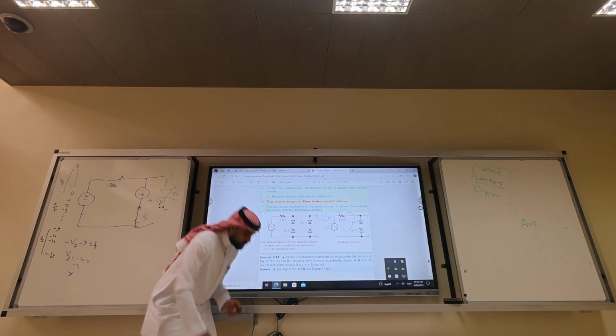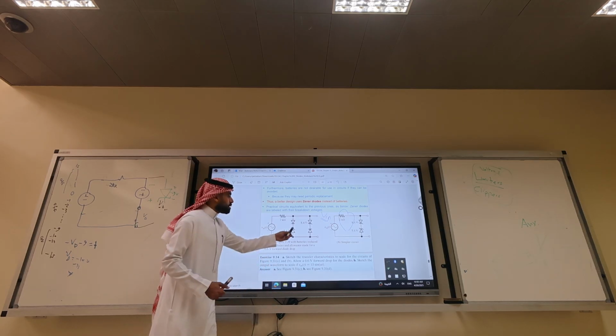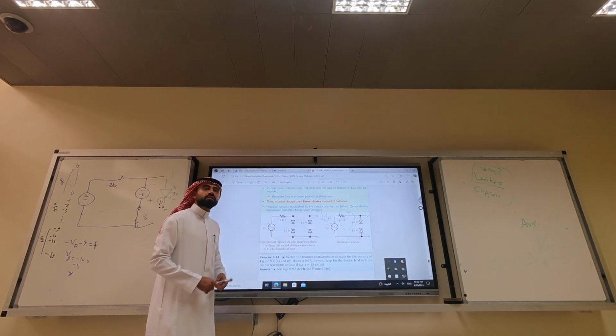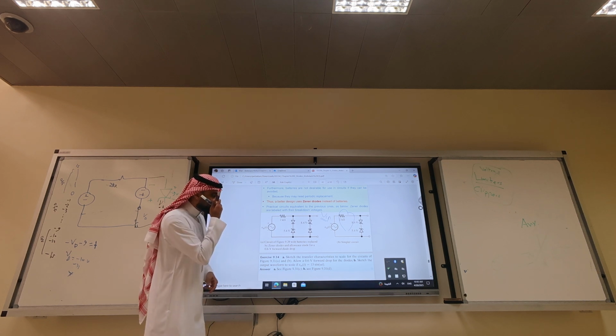Keep in mind that for the Zener diode, if you want to replace it with the battery, the cathode is where the plus is and the anode is where the negative is. Why? Because we're operating at reverse breakdown.